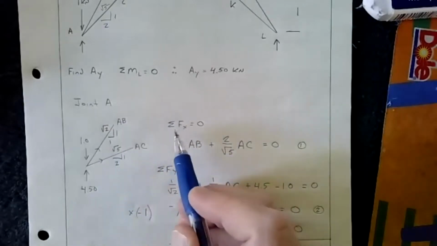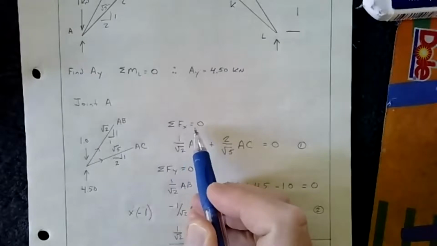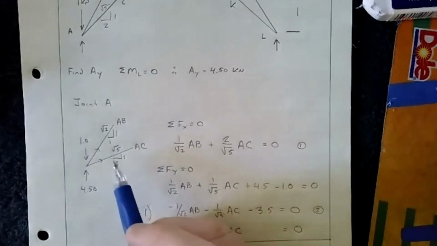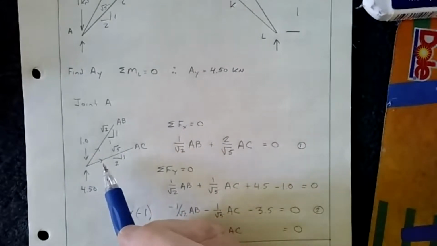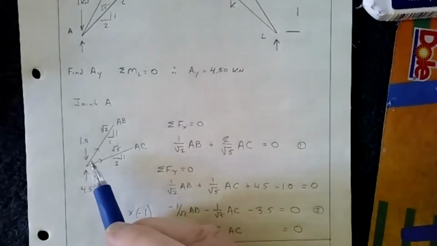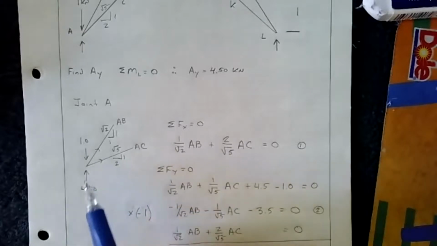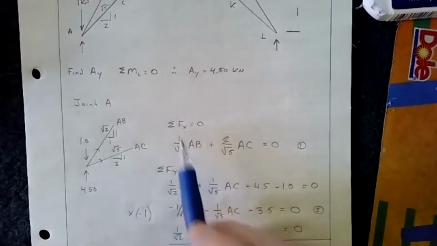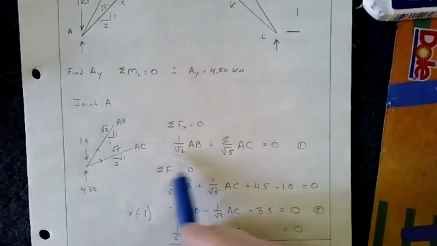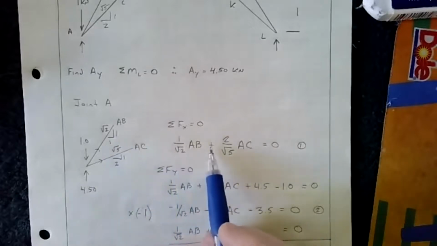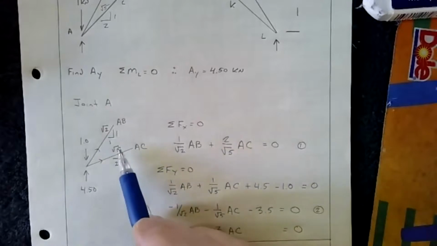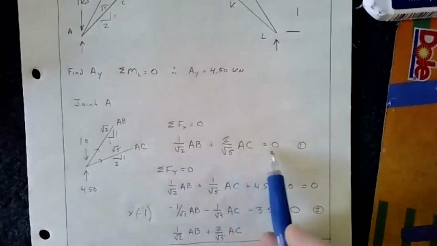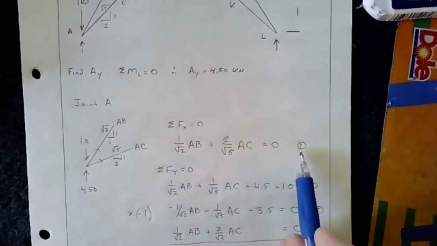So that means if I sum my forces in the X, now in this case, making a triangle, a proportional triangle like we did before, you could do it just like we did before. It's not as clean as when it's a nice 90 degree. So I'm just going to go ahead and sum my forces. Summing forces in the X, I know that I have 1 over root 2 AB, that's the X component of AB, plus 2 over root 5 AC, that all equals 0. We call that equation 1.